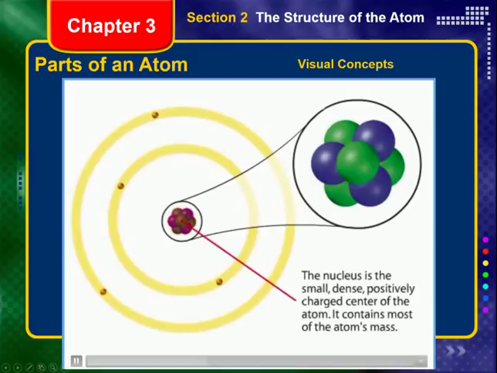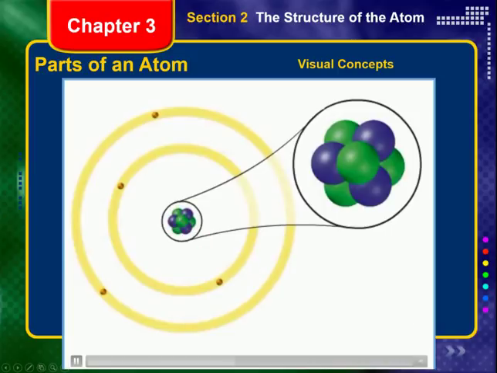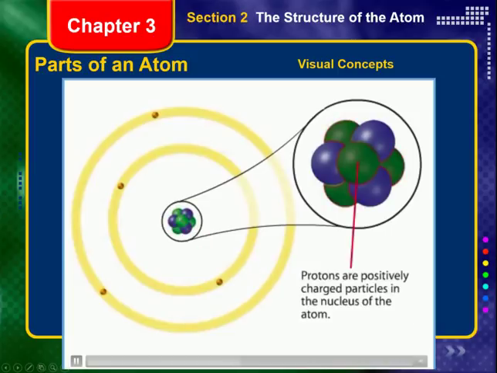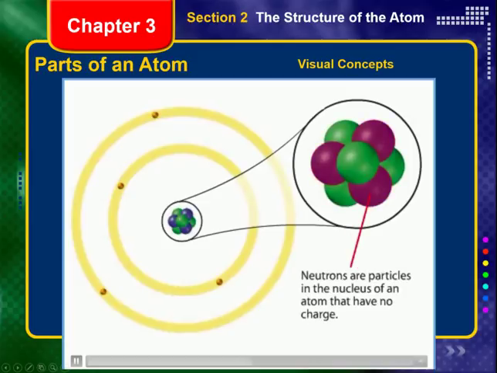The nucleus is a small, dense, positively charged center of the atom. It contains most of the atom's mass. Most of the atom's mass, not its volume, but its mass. The nucleus is composed of protons, which are positively charged particles, as well as neutrons, which have no charge, or you can say that they're neutrally charged.